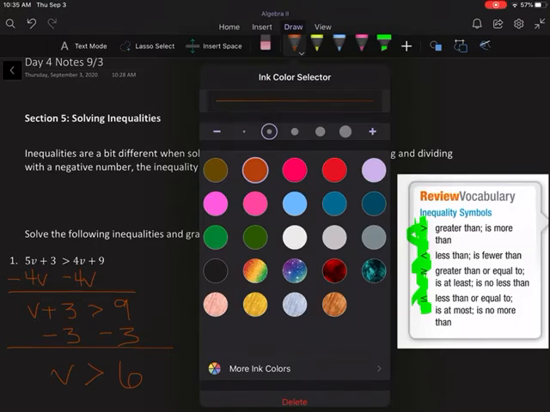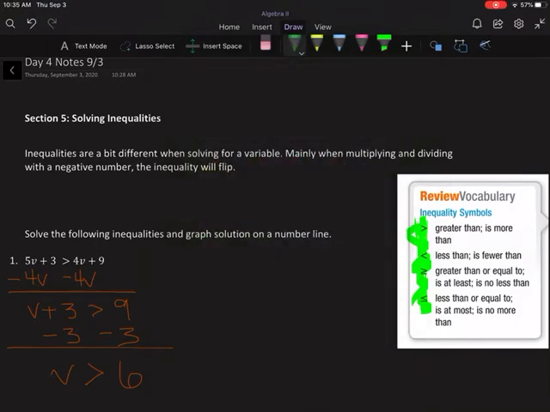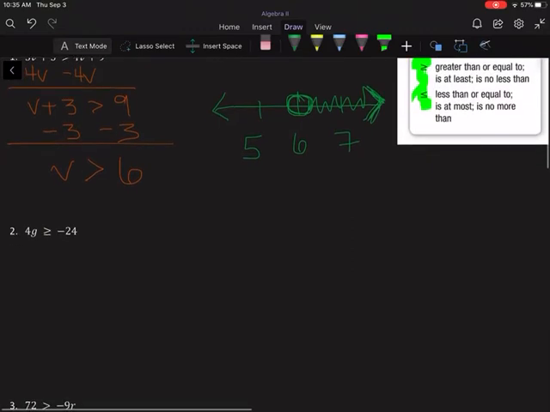We could actually graph these if we wanted to, but I feel like we all know how to graph these. So if we put 6 in the middle, 7's in front, 5's behind, it's an open circle because it's not equal to, and it's greater than. All right, moving on to the next one.